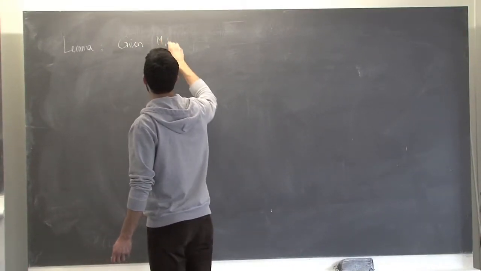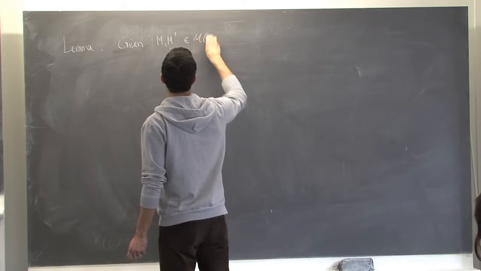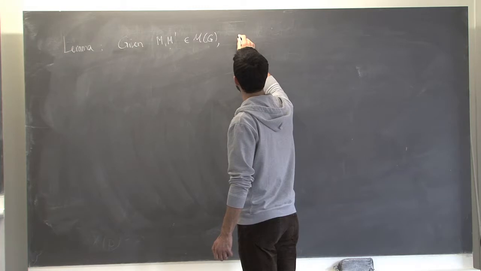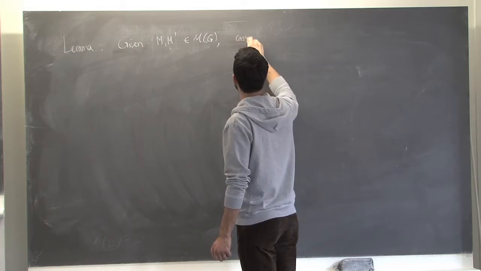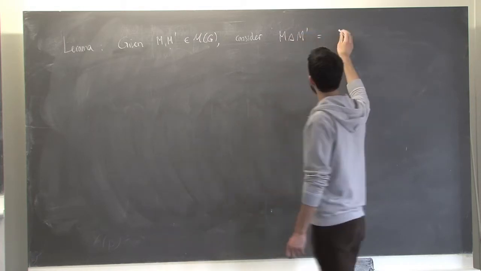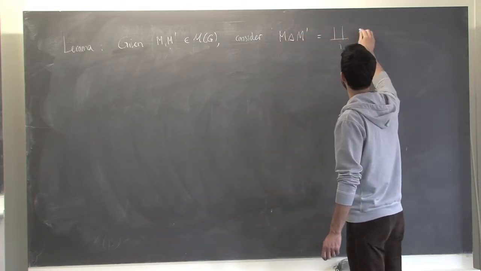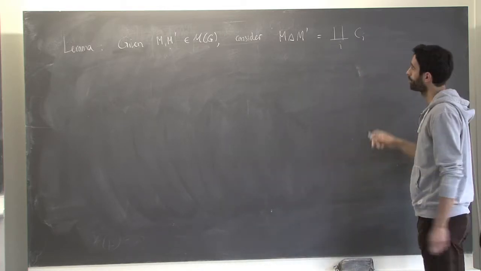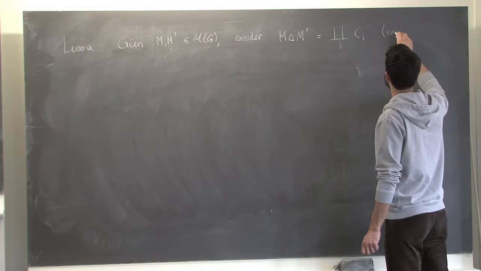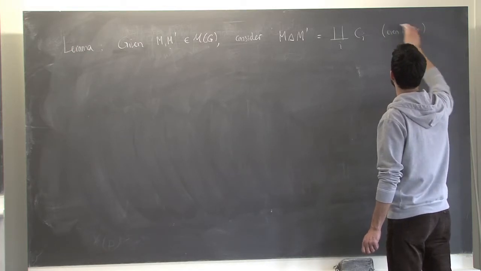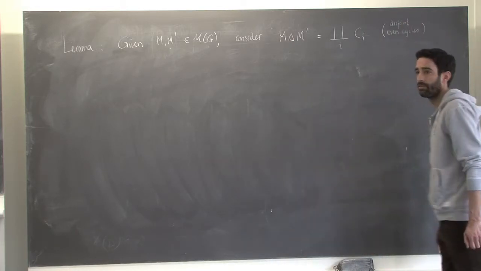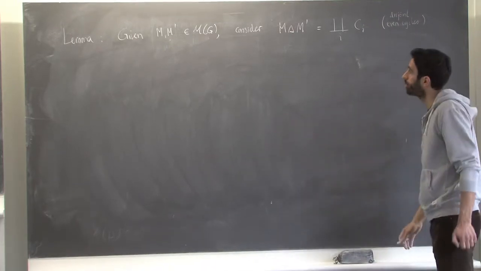Given m, m prime, two perfect matchings, consider the symmetric difference. That's a trick we use so many times already. And we know this is a disjoint union of even cycles. So even cycles, disjoint. Right? We had seen this already at the very first class, I think, with Tutte's theorem.